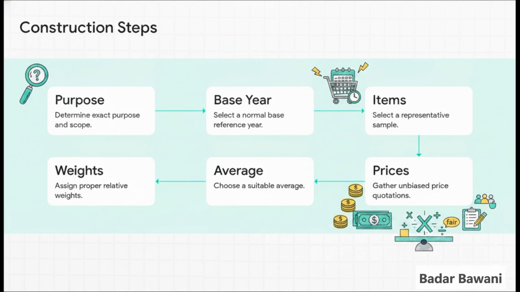Third, select representative items. You obviously can't track every single item in existence, so you pick a sample that accurately reflects the tastes and habits of the people. Fourth, gather unbiased price quotations from reliable agencies. Fifth, choose a suitable average, usually the arithmetic mean, just because it's simpler to compute. And finally, step 6, assign proper weights, and we're going to explore that one deeply in just a second.